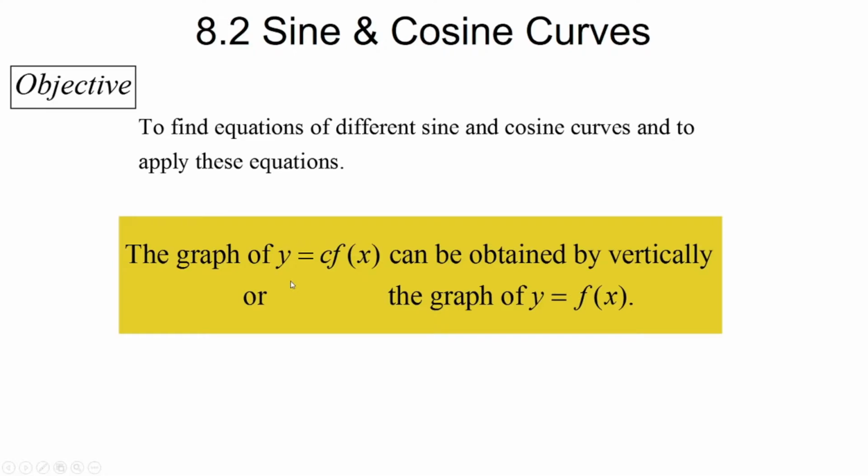So the graph of y equals any scalar multiple c times f of x, a function, can be obtained by vertically stretching or shrinking the graph of y equals f of x. So if we multiply by the c, we're only affecting the function vertically, not horizontally. So that's going to change the amplitude of our function.